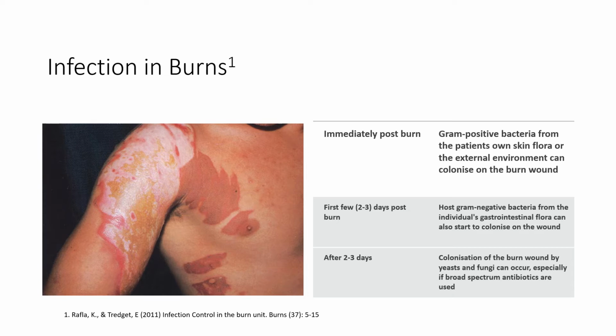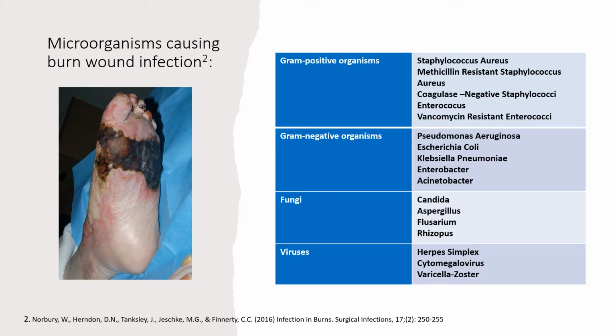In terms of infection in burns, immediately post-burn, gram-positive bacteria from the patient's own skin flora or the external environment can colonise the burn wound. In the first 2 to 3 days post-burn, gram-negative bacteria from the individual's gastrointestinal flora can also start to colonise the wound. And then after 2 to 3 days, you get colonisation of the burn wound by yeasts and fungi, especially if broad-spectrum antibiotics are used. So there are many organisms that can cause burn wound infection.